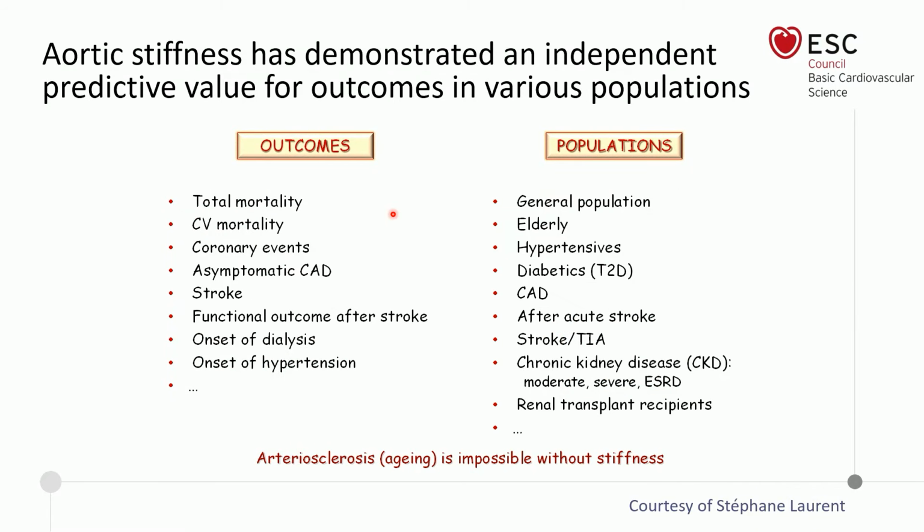Arterial stiffness has demonstrated an independent predictive value for outcomes in various populations, for cardiovascular and general events: for example, total mortality, cardiovascular mortality, hypertension, stroke, coronary events, but also in general populations, the elderly, hypertensives, diabetics, and chronic kidney disease. One of the diseases in which arterial stiffness is highest is chronic kidney disease.